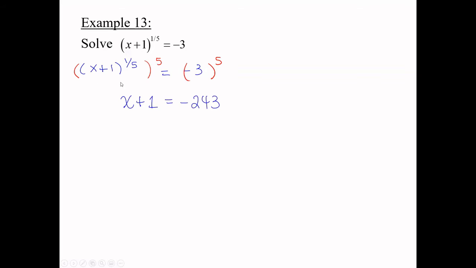That gives us x plus 1 here. -3 to the 5th power. We have 3, 9, 27, 81, 243, and odd powers of negatives are negative. We subtract 1 on both sides, and we get -244. And this solution does check.